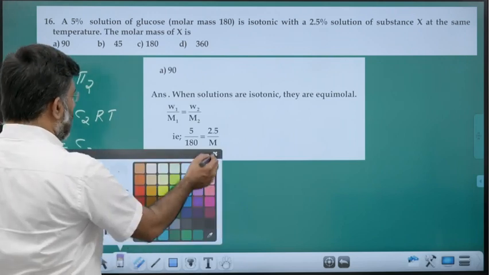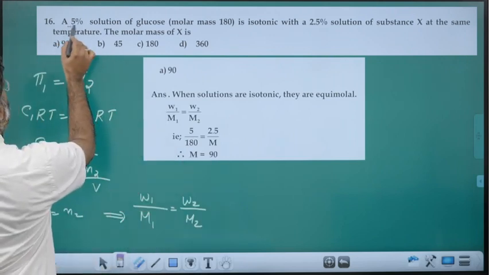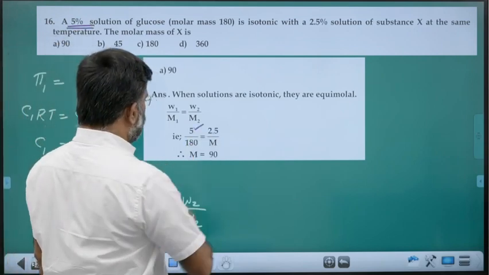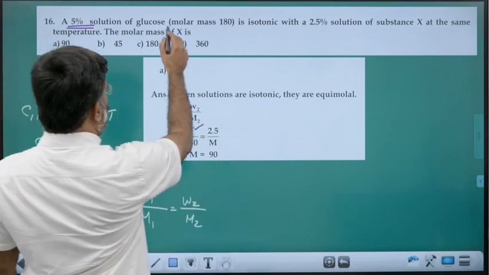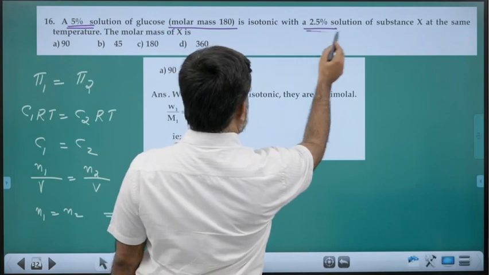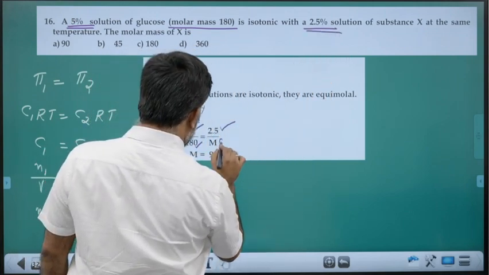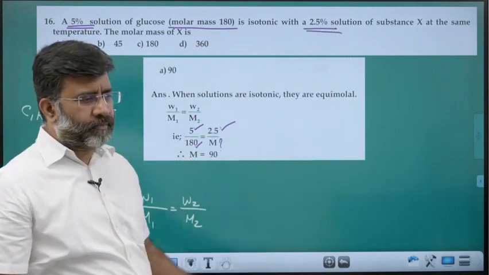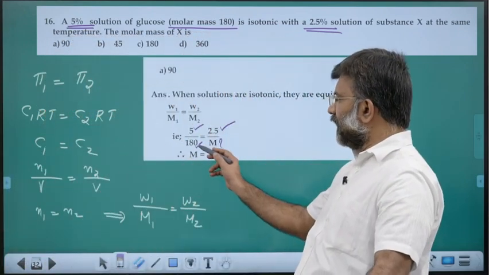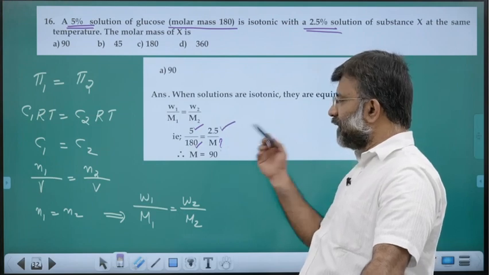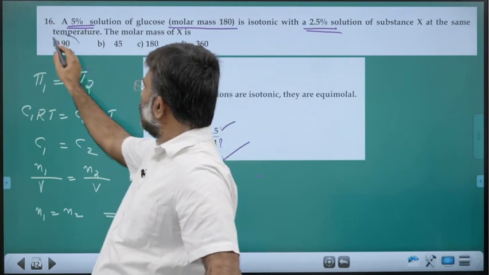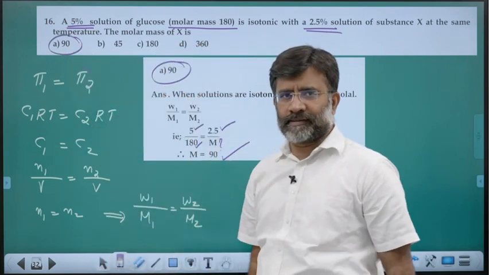W1, you can take mass percentage, mass volume percentage, 5% given. So W1 we are taking 5. And molar mass of glucose 180 is M1. And W2 is 2.5. And what is the molar mass of that substance? Absolutely no calculation required. 5, 180, 2.5, this will be 90. The answer is 90, option A. Option A is the correct answer.